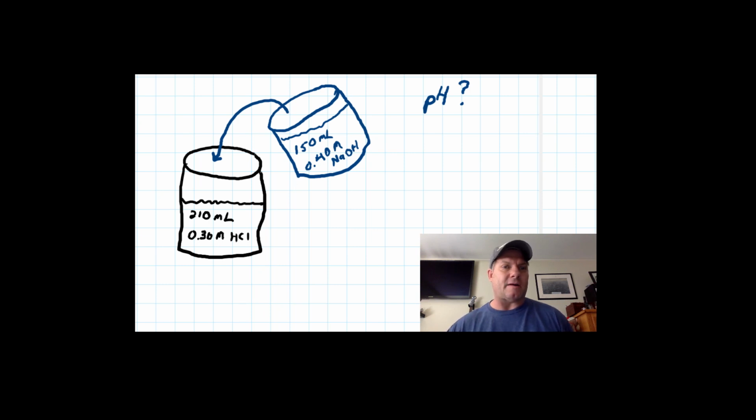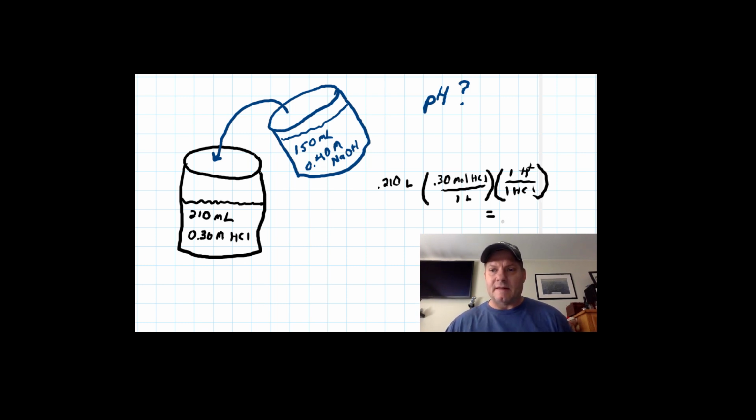So if I go back to our HCl solution, I know that I have 0.210 liters, and the concentration is 0.30 moles of HCl per every 1 liter. And I'm going to add one more conversion factor on here that's going to say every 1 HCl contributes 1 hydrogen ion. That's 1 H plus there. There we go. So the answer to this question, there are 0.063 moles of hydrogen present.